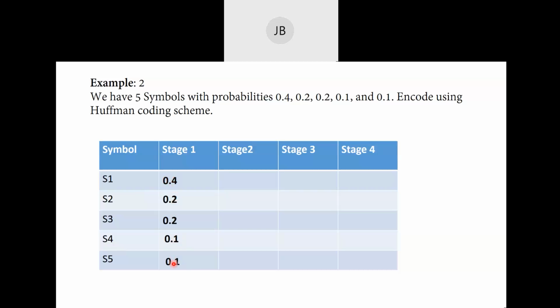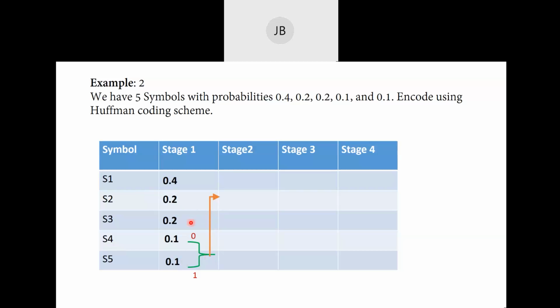The next step is to combine the two probabilities having the lowest value, at the bottom of the list. So let us do that. I have combined here, and one of the symbols will attain a value of 0 and the other one will attain a value of 1. Now by combining these two, 0.1 and 0.1, when we add them, we get 0.2. So the new value generated is 0.2.